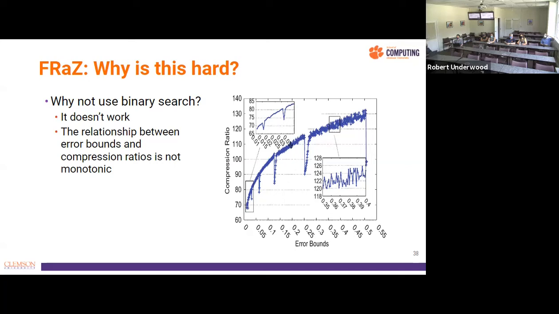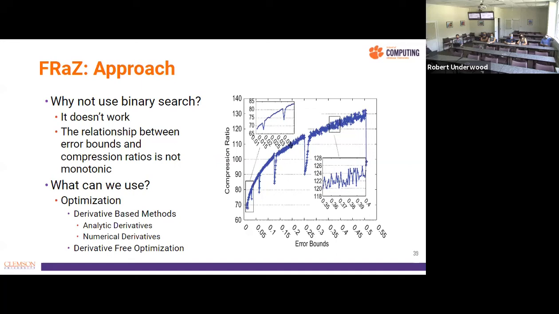Additionally, the relationships between the error bound and the compression ratio, it's not something that we can easily express with an explicit formula. And because we can't express these relationships analytically, working with and estimating what the compression ratio will be for a given error bound is actually quite difficult. So what kinds of methods can we use? So I look to the domain of numerical optimization. And there are broadly three classes of optimization one can consider: derivative-based methods, including analytical methods and numeric methods, and then derivative-free optimization.